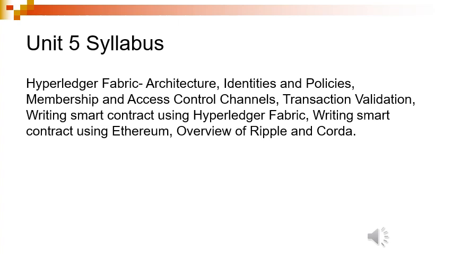And then we have to study the last topic about Hyperledger Fabric: how the transactions are processed, and how the smart contracts are executed in Hyperledger Fabric. And then after that we have to study Ripple and Corda. We will start with the consensus process of Hyperledger Fabric.